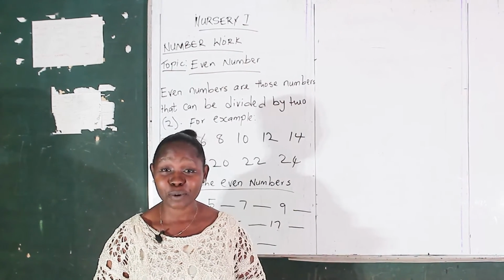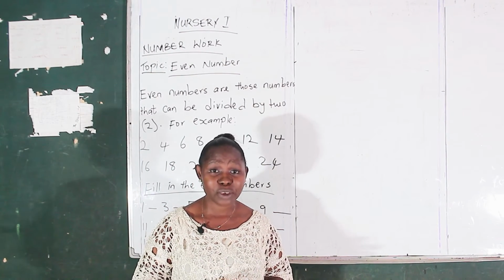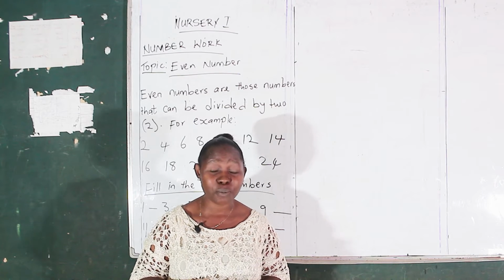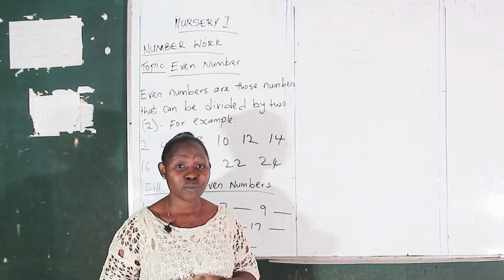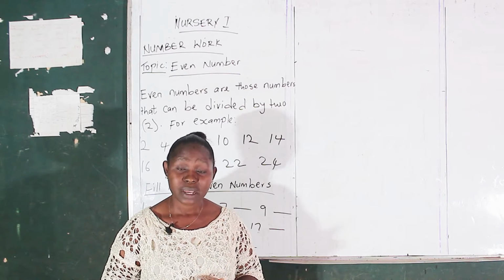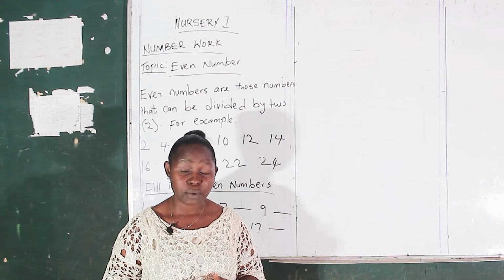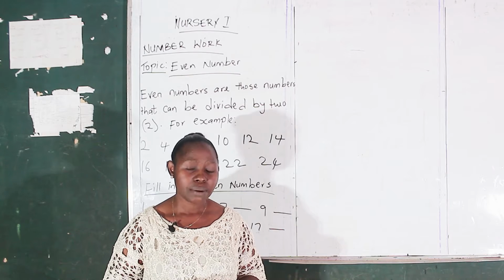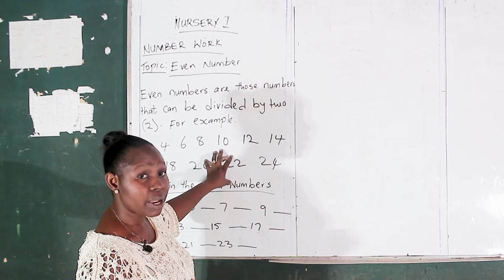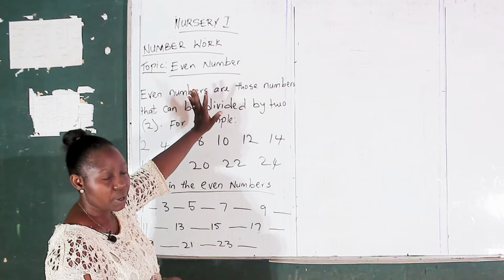Of the e-learning program. I want you to sit down comfortably as we take you on number work. Now, before we take you on the second week's number work, I want to remind us of what we learned in our first week. We learned about numbers, counting numbers 1 to 50 and how to write them. You remember that? Now, that brings us to our second week lesson, which the topic, even numbers.